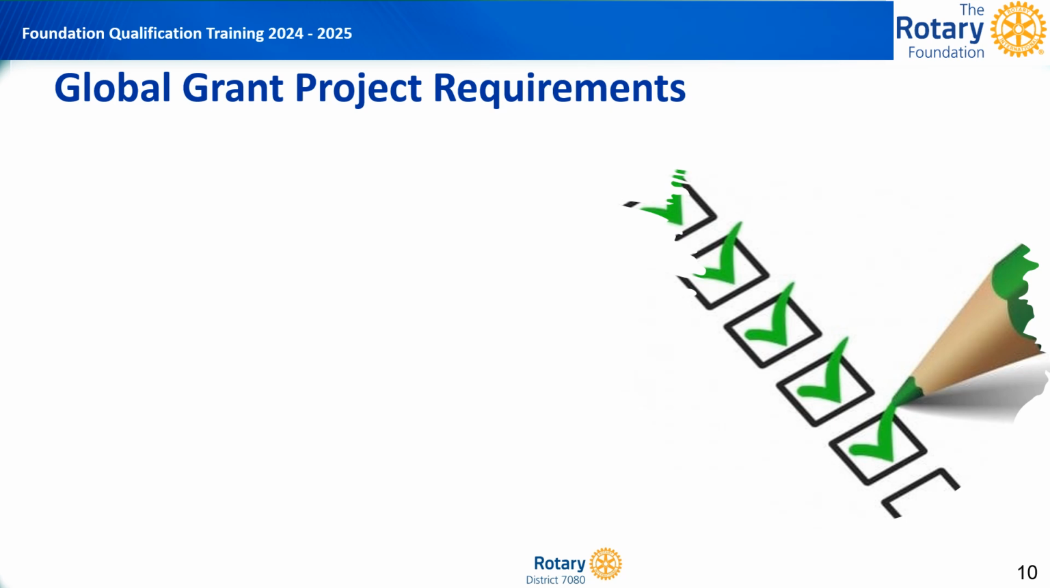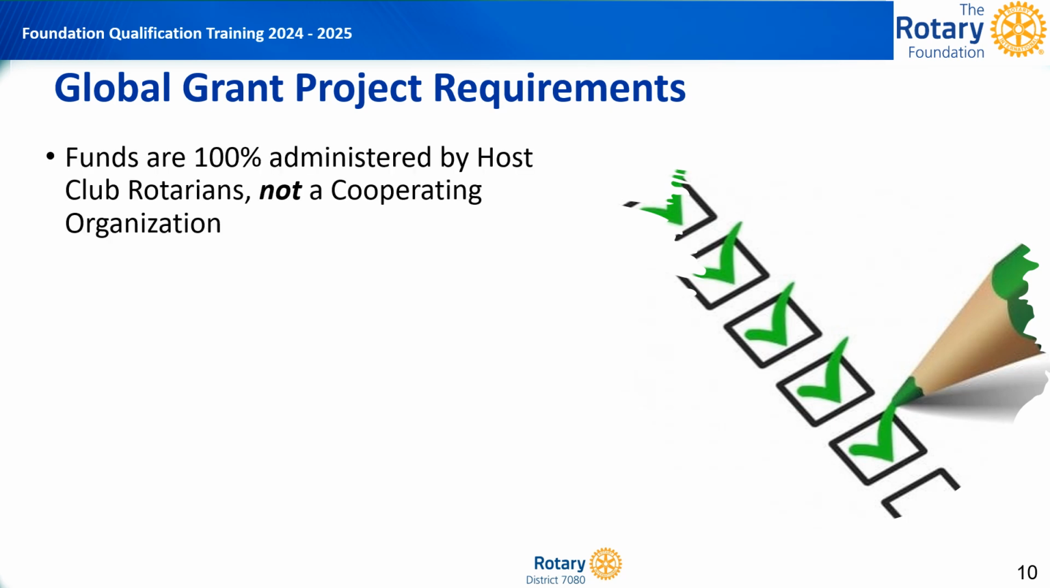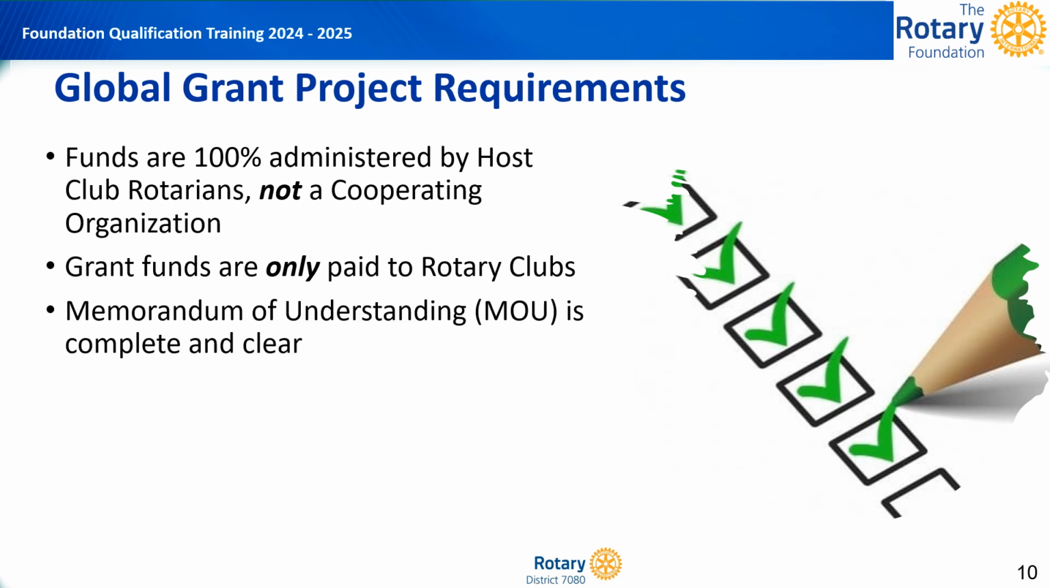It's important to remember that funds are 100% administered by the Rotary host club members and not a cooperating organization. Grant funds are only paid to Rotary clubs, never directly to a cooperating organization or another partner. We recommend that you make sure that the responsibilities are clearly defined in the Memorandum of Understanding for both sponsors and the cooperating organization. This agreement explains who will do what and helps manage everyone's expectations.